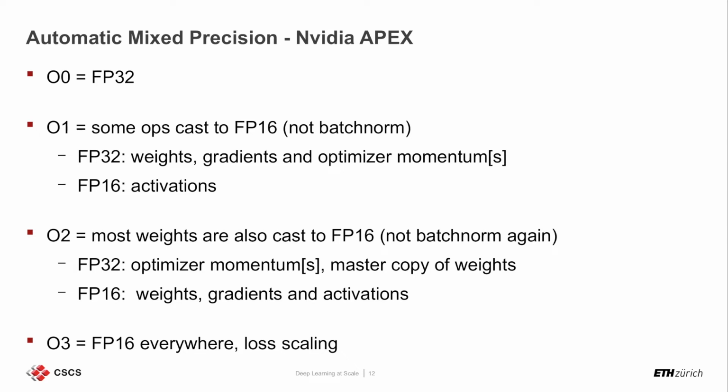O2 has additional optimizations, so now the model weights will be cast to float 16. Not the batch norm again.